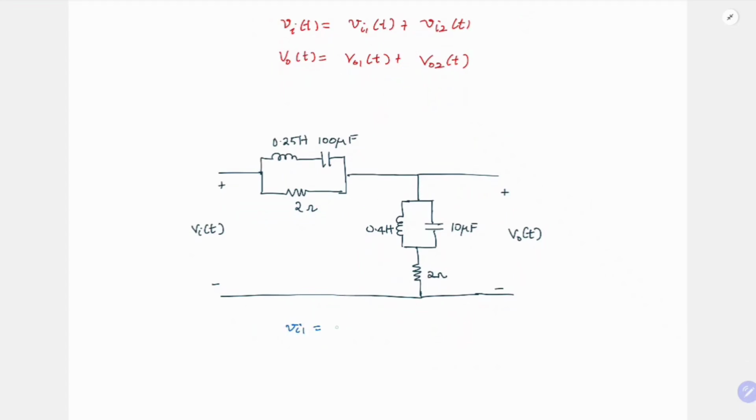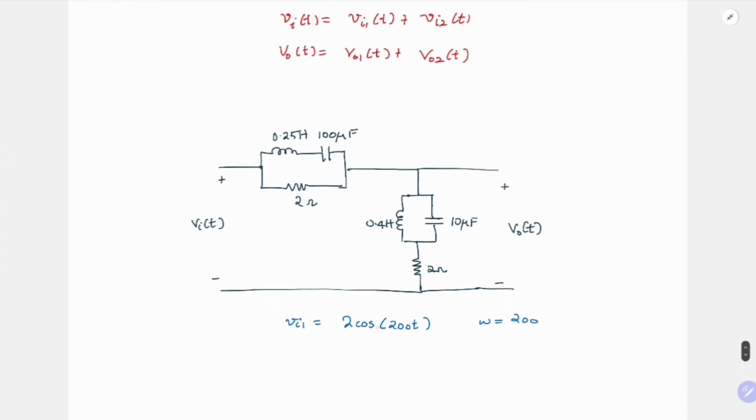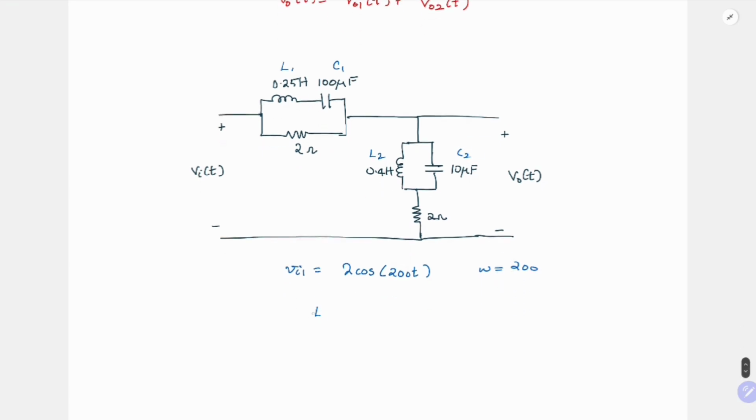So Vi1 is 2 cos 200t, so omega is equal to 200. Can we find this equivalent impedance? Let me call the elements L1, C1, L2, C2. So omega L1 is 200 into 0.25, so j omega L1 is 25 into 2, so 50j. Similarly, 1 by j omega C1 is 1 by j into 200 into 100 micro. So 100 into 10 power 6, 4 goes away, 100 remains. So it is 50 by j, which is minus 50j.